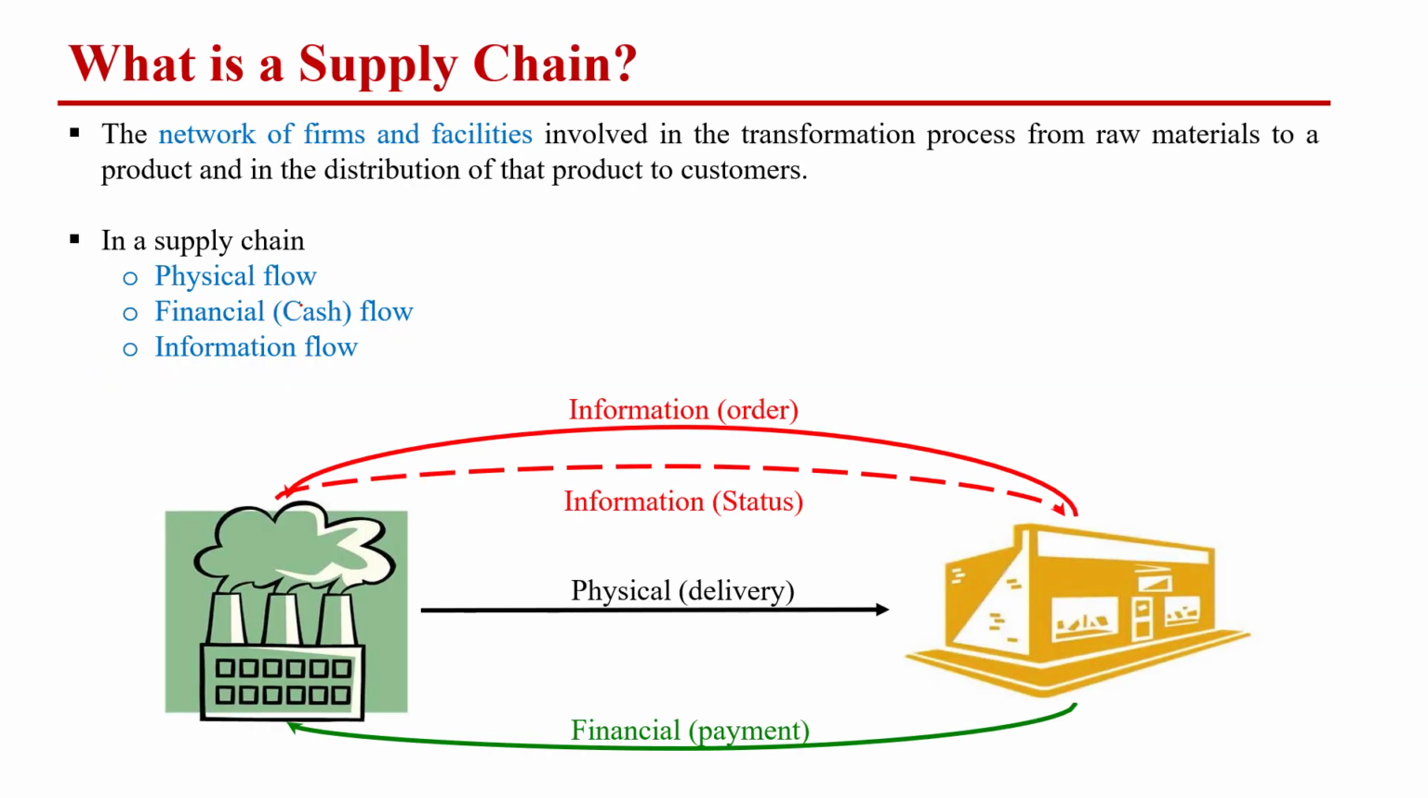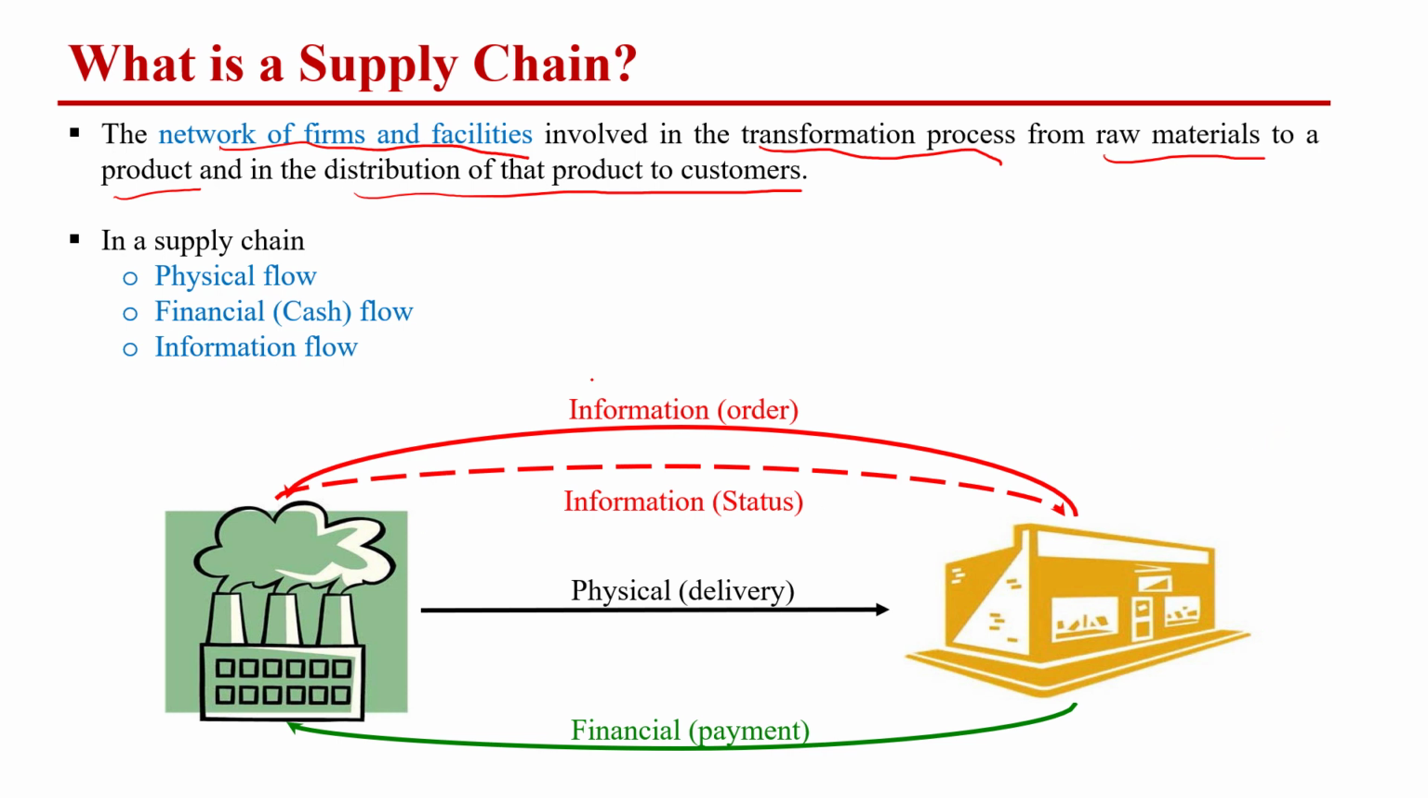So let's first of all discuss what is a supply chain. A supply chain is basically the network of firms or facilities which is involved in transforming the raw material to the finished good, or you can say product, and in the distribution of the product to the customer. So we have a network of companies, or firms, or facilities which are converting the raw material into the final product. Those final products go to the customers.